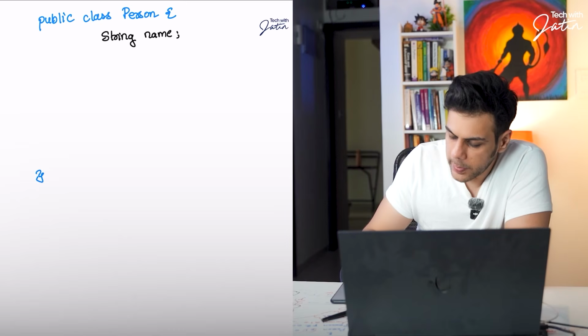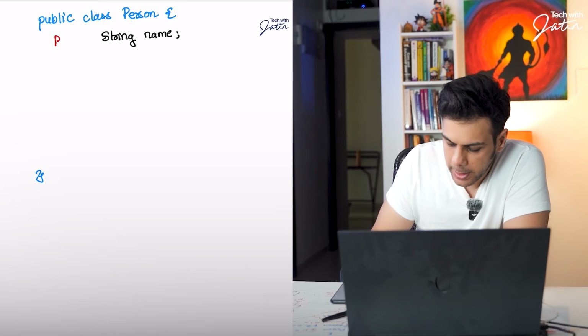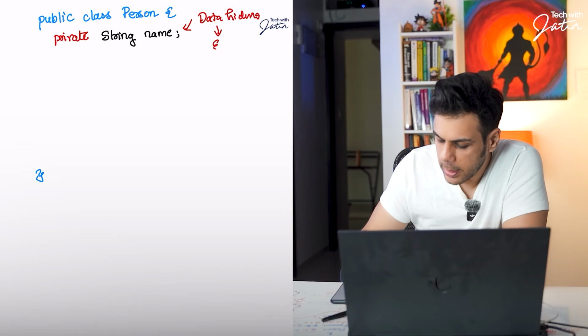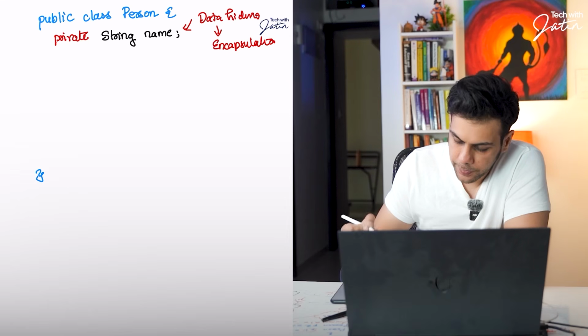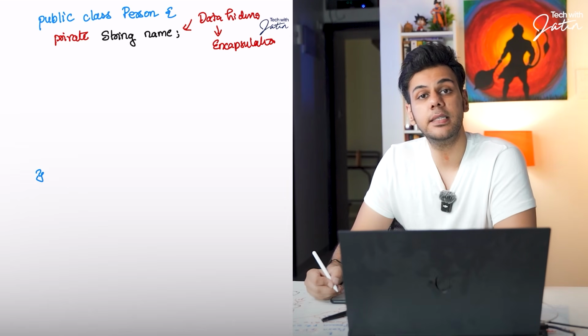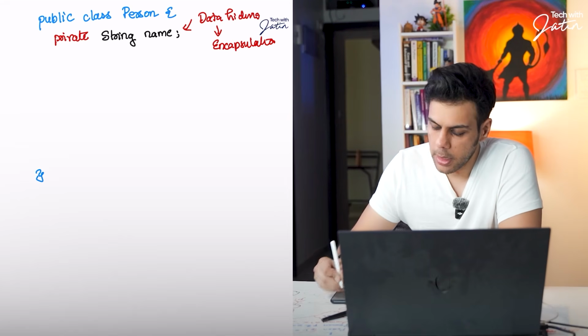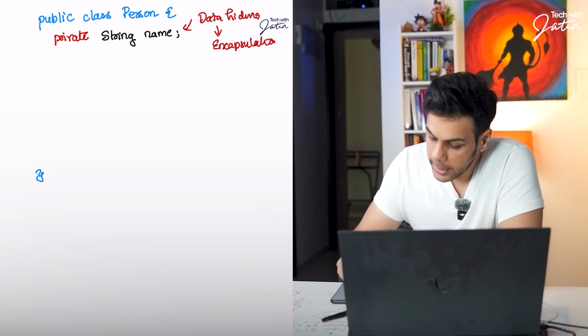Instance variables are always going to be marked with private visibility label. Why? This is your data hiding, because we want to achieve encapsulation. Make sense? Now, instance variables are initialized where? With the help of a constructor. So you are going to create a constructor.